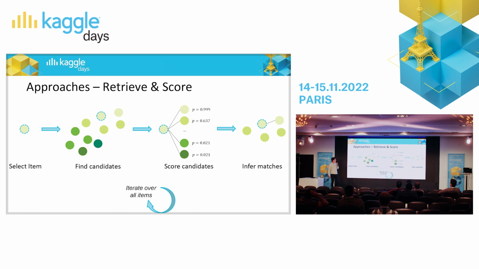But the issue with the greedy approach is that when you score all possible pairs, you have n-square pairs. So what we want to do is find a set of candidates that are good enough to guarantee that we can save some computational time without losing in performance.